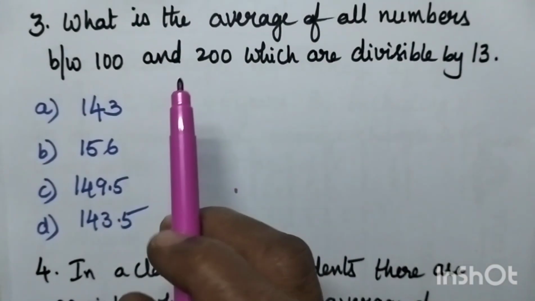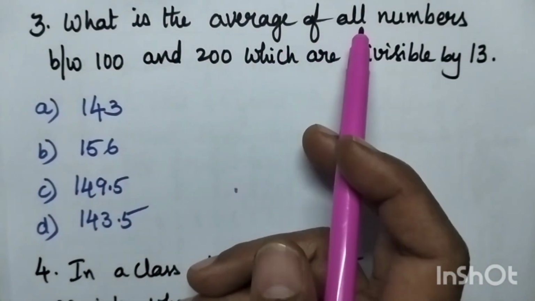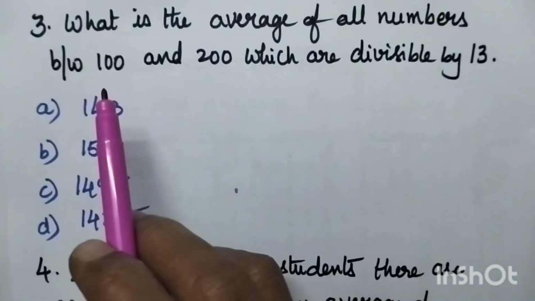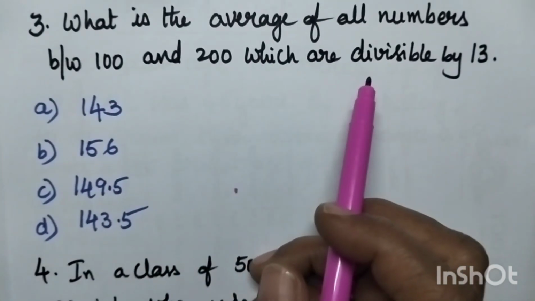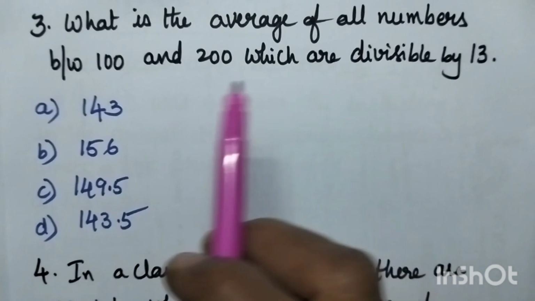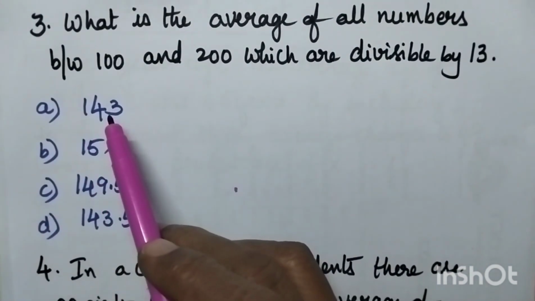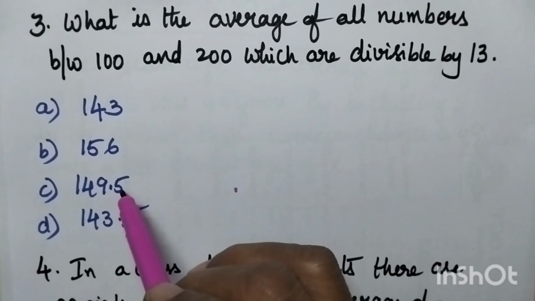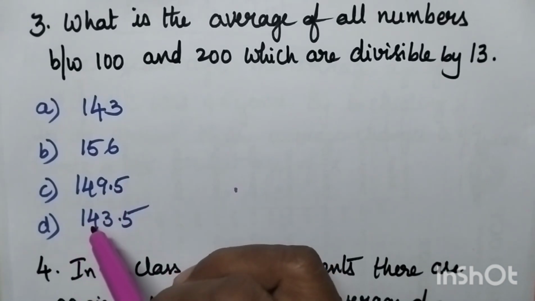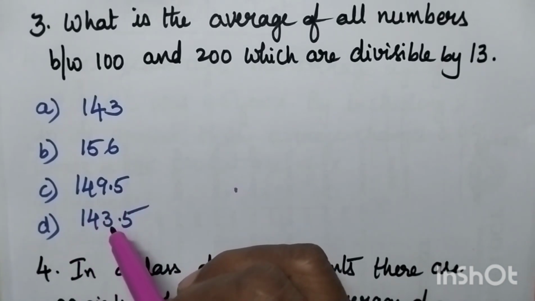Coming to the third question, what is the average of all numbers between 100 and 200 which are divisible by 13? And the options are A 143, B 156, C 149.5 and D 143.5. Just pause the video and try to solve the problem.